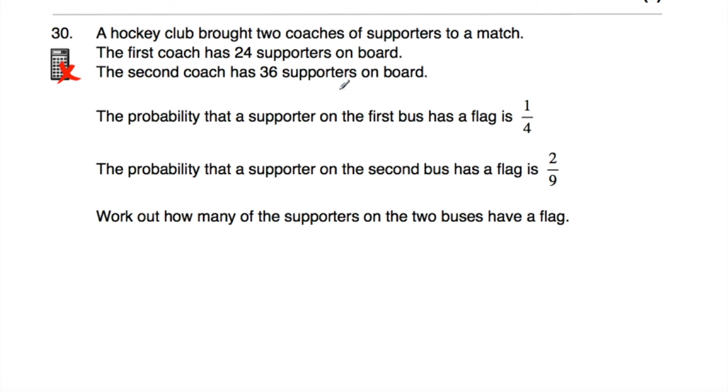Okay, so we're told the probability that a supporter selected at random on bus 1 having a flag is equal to a quarter. That means that a quarter of these supporters, so a quarter of 24, will have flags, and a quarter of 24 is equal to 6. So that means that 6 supporters in this bus have flags. Now, in terms of the second bus, we're told the probability that they have a flag is equal to 2/9. So that means that 2/9 of those supporters, 2/9 of 36, will have flags. And to find 2/9 of a number, we divide by the bottom and times by the top. So 36 divided by 9 is equal to 4, times 2 is equal to 8.